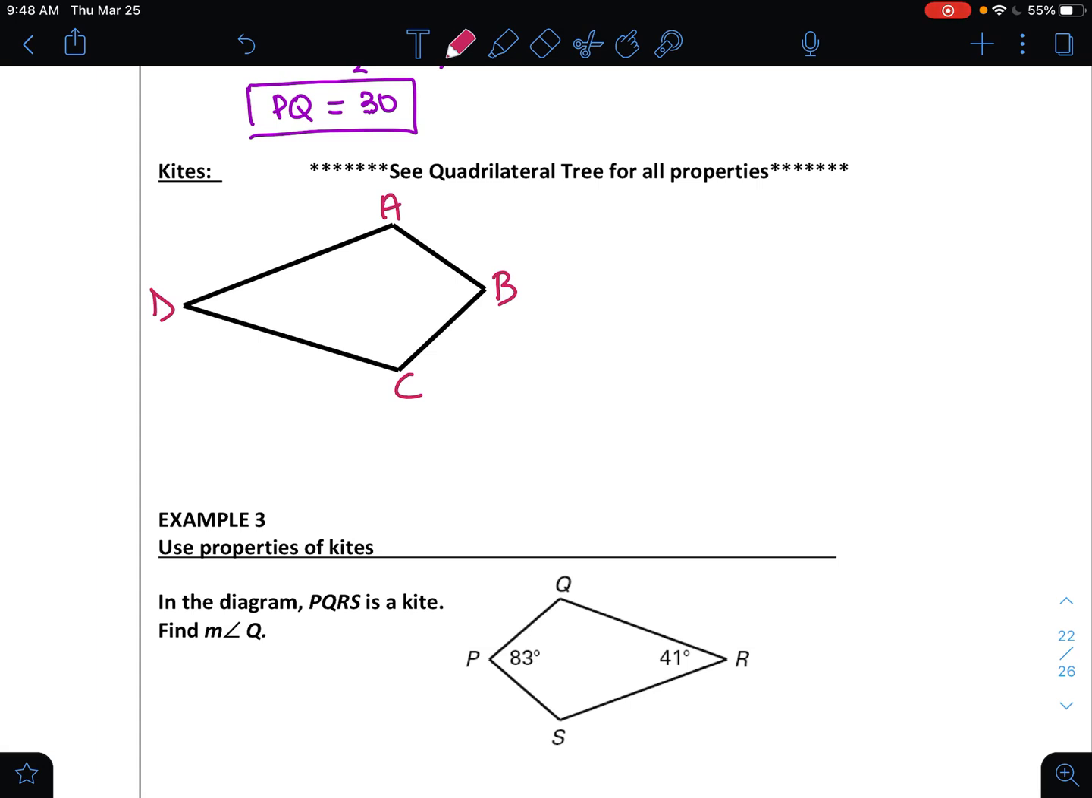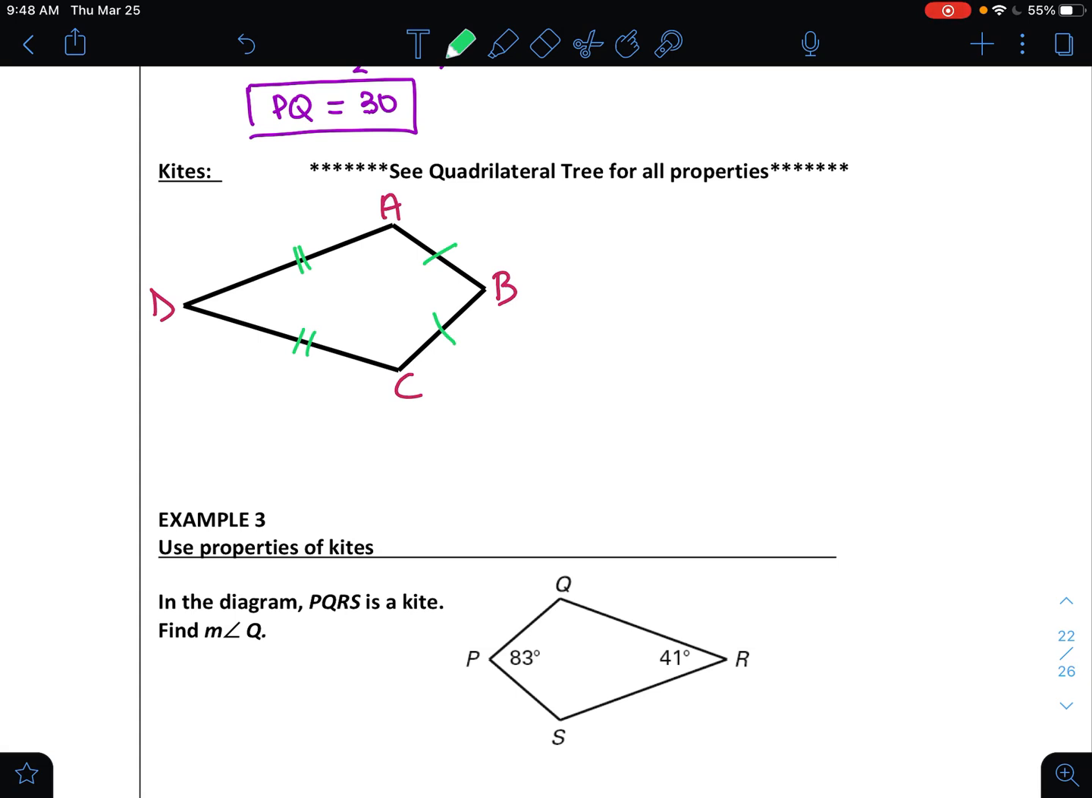So the main property of a kite, or I would say the main definition, is it has two pairs of consecutive congruent sides. All right, so the sides right next to each other are consecutive. So AB and BC are equal to each other. Same thing with CD and AD. Okay, so that will be the definition or property number one.